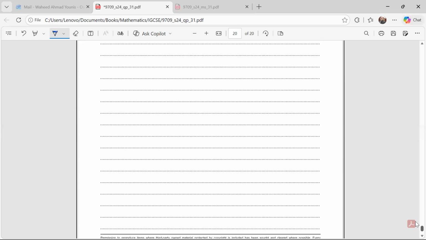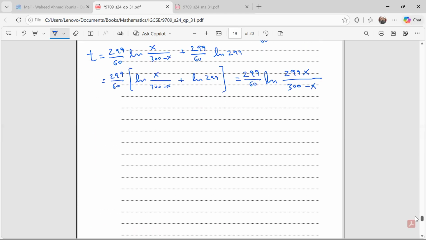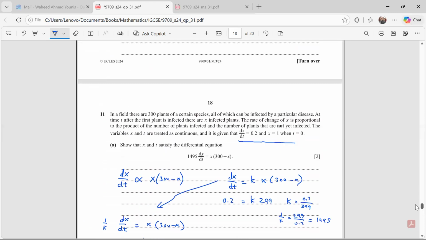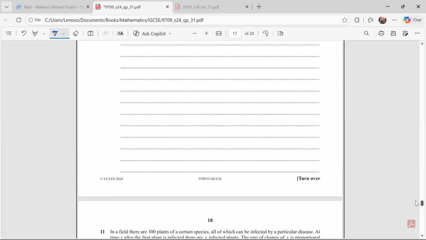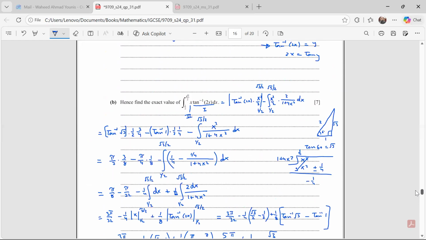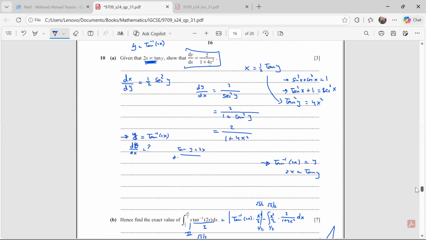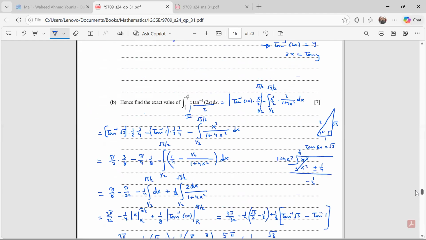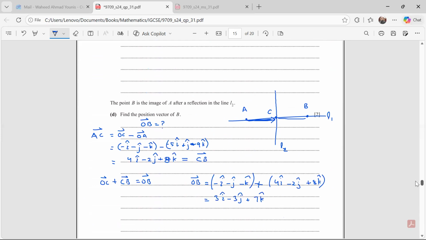This is the end of this paper. I hope you understand everything here. Try to understand the logic behind each step. This question number 11 was pretty straightforward, I would say. The question number 10b was a bit confusing. I tried to explain, but I'm still afraid that you're a bit confused about it.